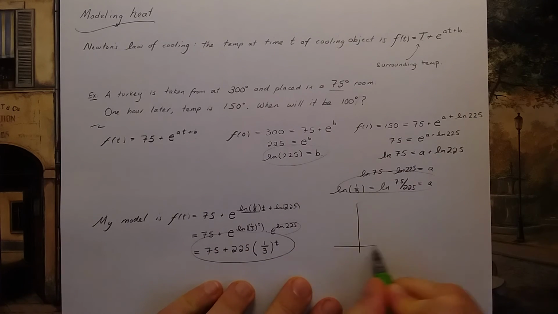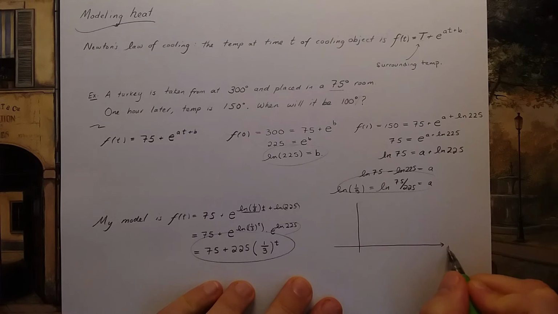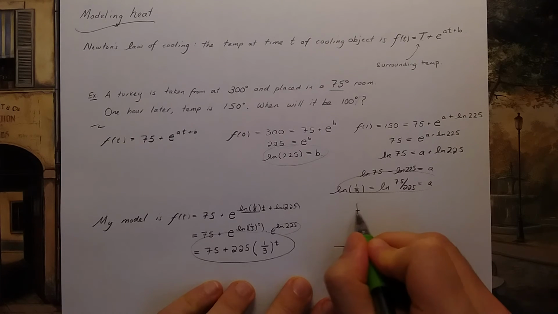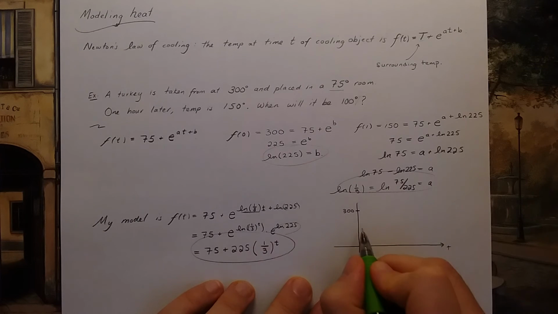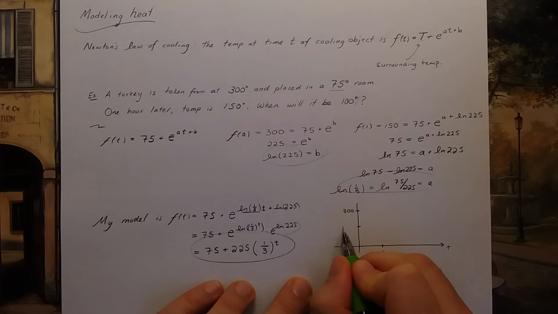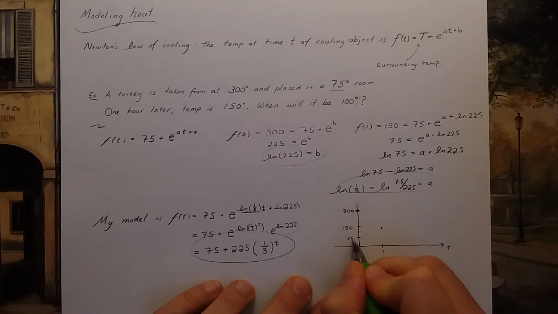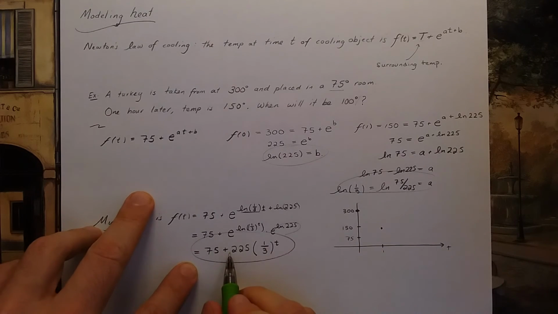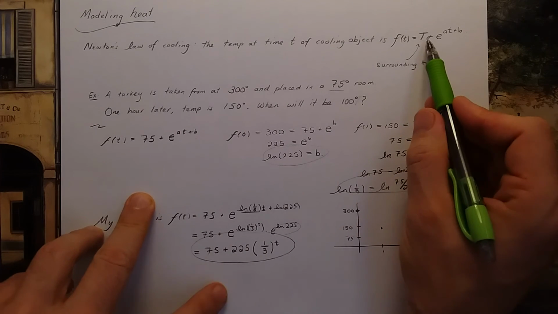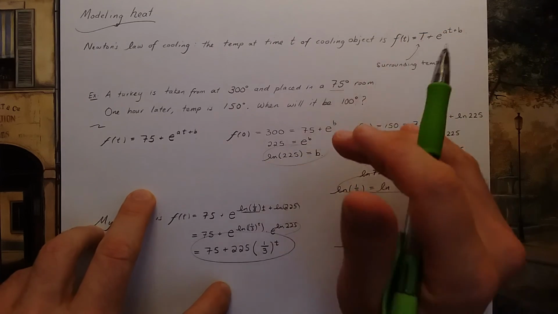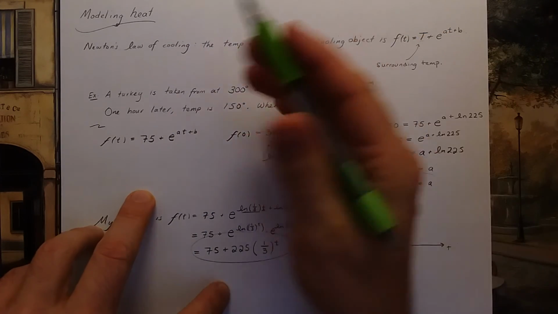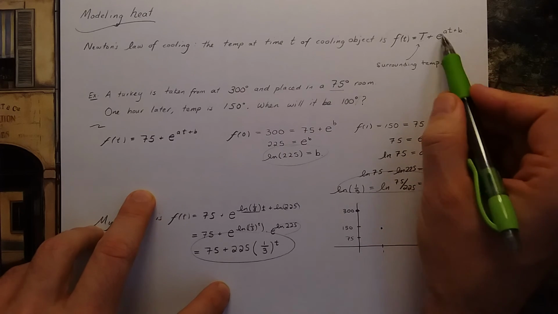Let me graph this function to give you an idea of what this looks like. So what we're saying is, initially at time 0, the turkey is 300 degrees. And in 1 hour, so let's say 1 hour, it's half as hot, so it's 150 degrees. So it starts up here and then it goes down here. And long term, it's going to be 75 degrees. If you think about the situation, the turkey's never going to get colder than 75 degrees. And as time goes on, it's slowly going to approach that temperature.